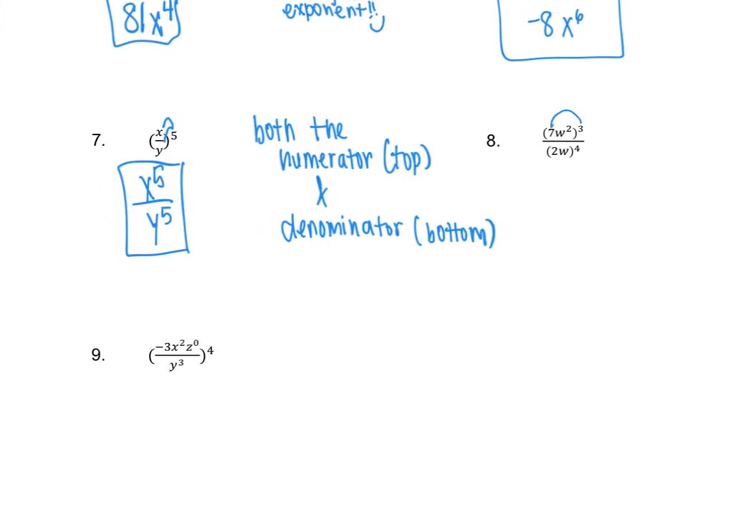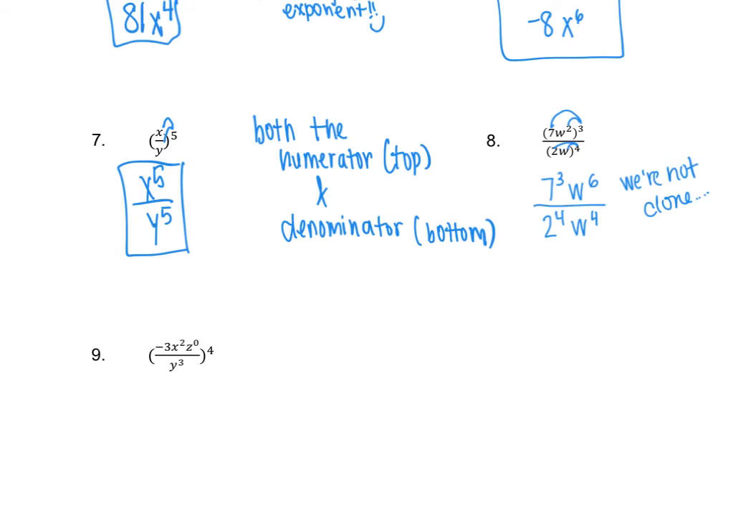Here, in we go, in we go. Here, in we go, in we go. So we have 7 to the third, w to the sixth, over 2 to the fourth, w to the fourth. We're not done. We have to keep going.